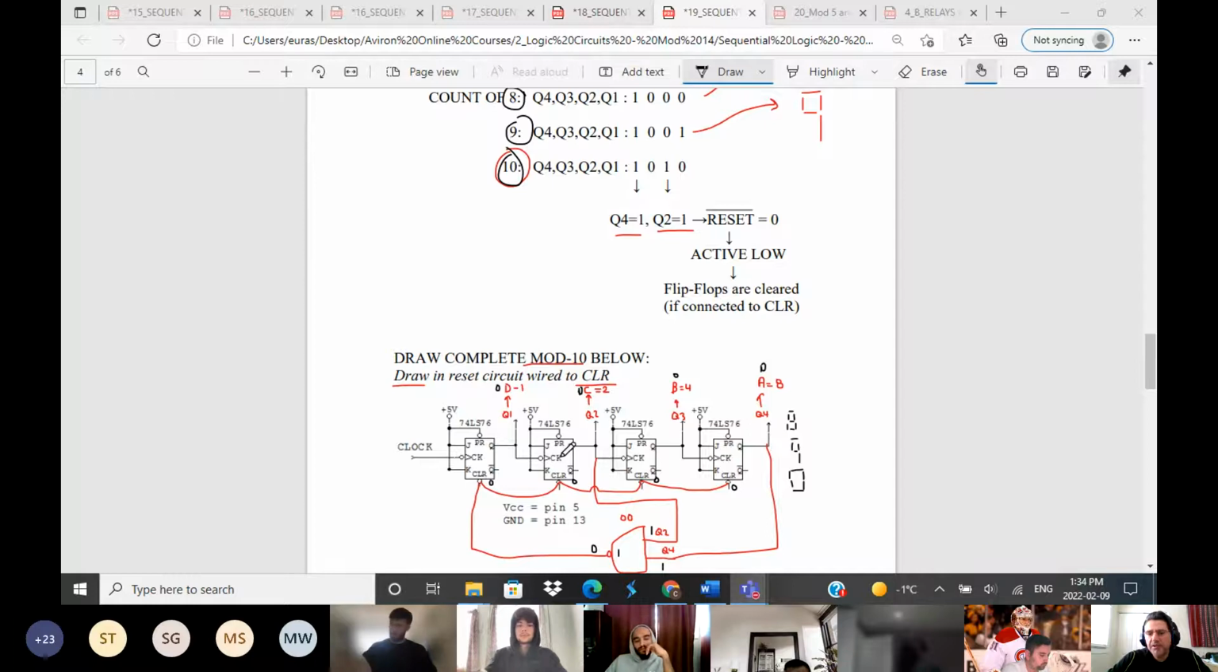So as we count, we're going to start at 0, 0, 0, 0, then 0, 0, 0, 1, then 0, 0, 1, 0, then 0, 0, 1, 1, so on and so forth, incrementing in binary. When we get to 8, we're going to have a 1, 0, 0, 0. If we have a 1, 0, 0, 0, it's going to reset this here.